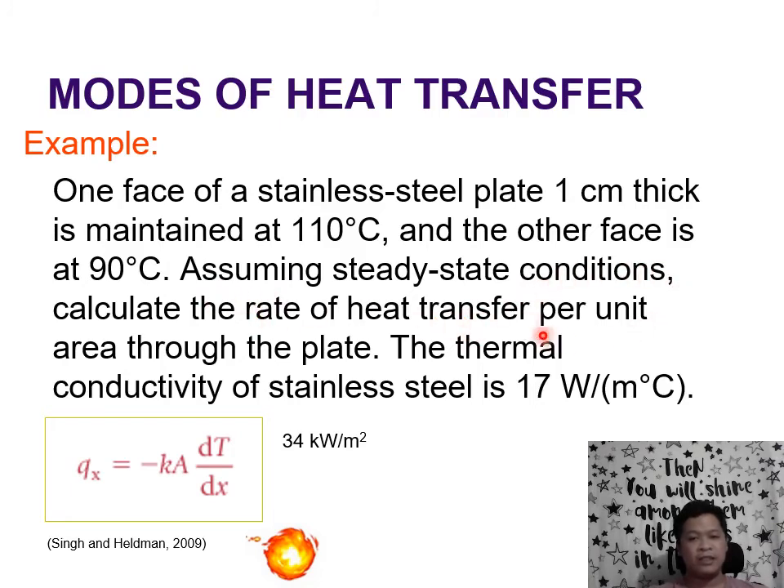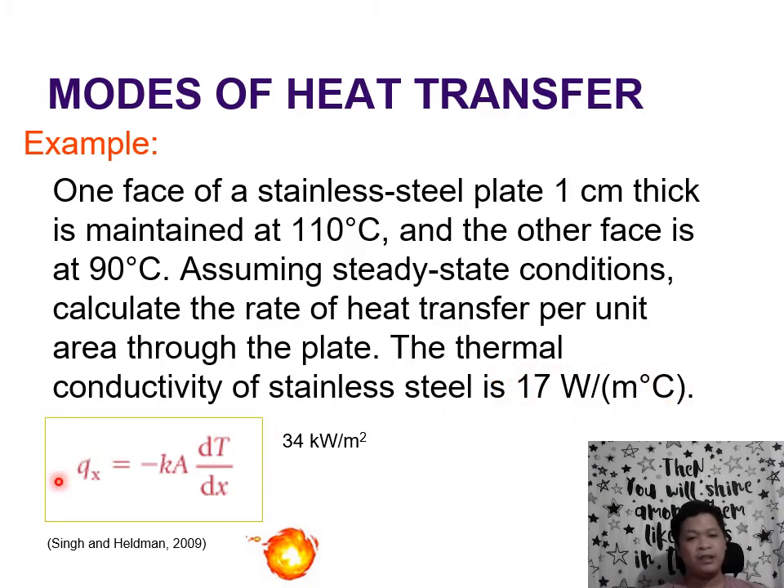Take note, in this case, per unit area, meaning to say we will assume that A is 1 square meter. And then you will add that to the denominator so that you can multiply it by any area to get the actual rate of heat transfer. And then you're given a conductivity for stainless steel that is 17 watts per meter degree Celsius.